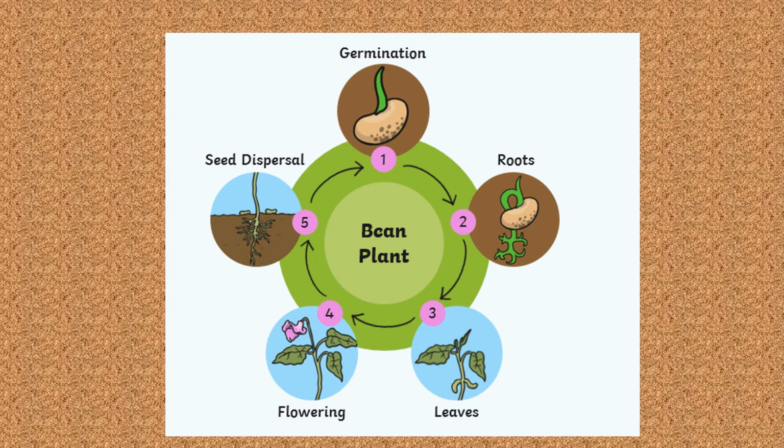Right, here is the life cycle in a quick nutshell, and I will go through it in more detail in a moment. So we've got germination, process 1. 2 is when the roots form. 3 is when the stem and the leaves form. 4 is when the plant begins to flower, and 5 is the seed dispersal at the end, when the plant begins to die and the seeds disperse.